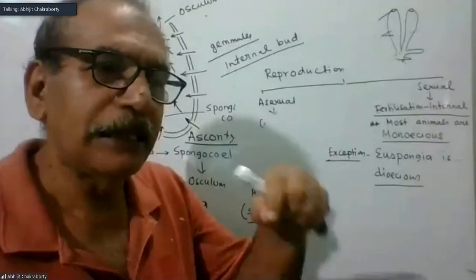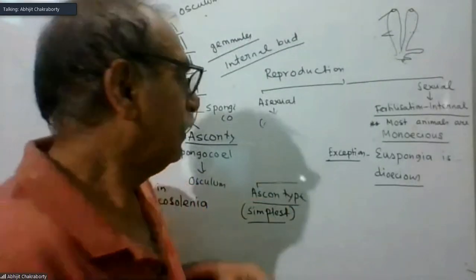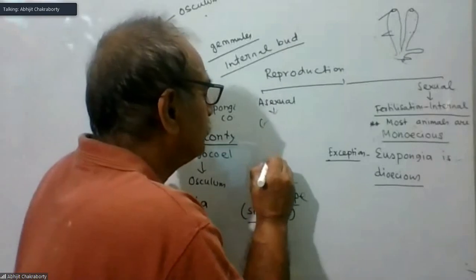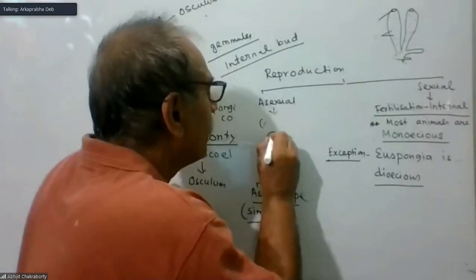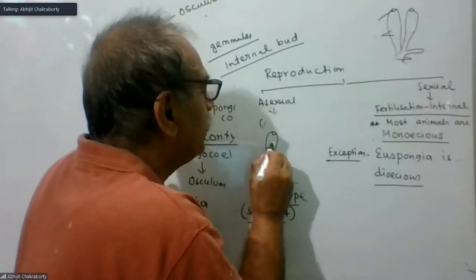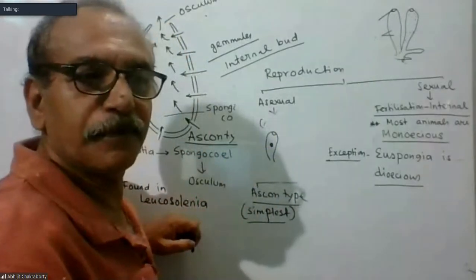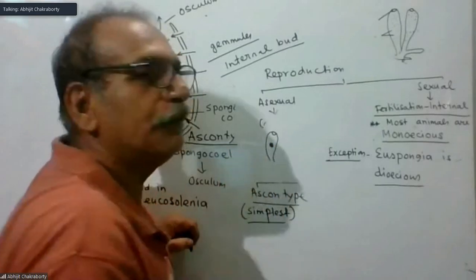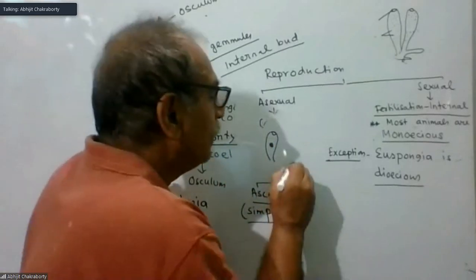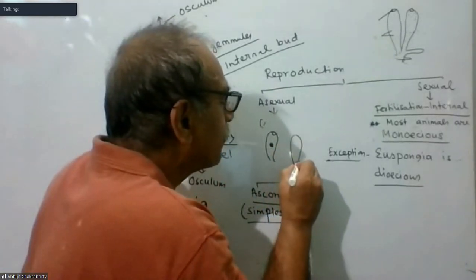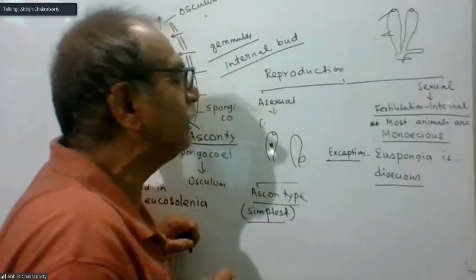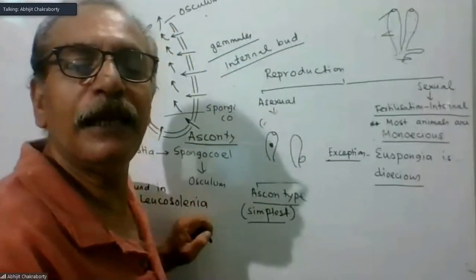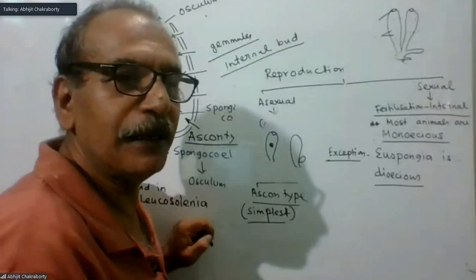Clear? Inside the body. Now, if it is a sponge, if a gemmule is found here, then the bud is found here, then it should be a gemmule. But if in some other sponge a bud is formed like this, it should be an external bud.